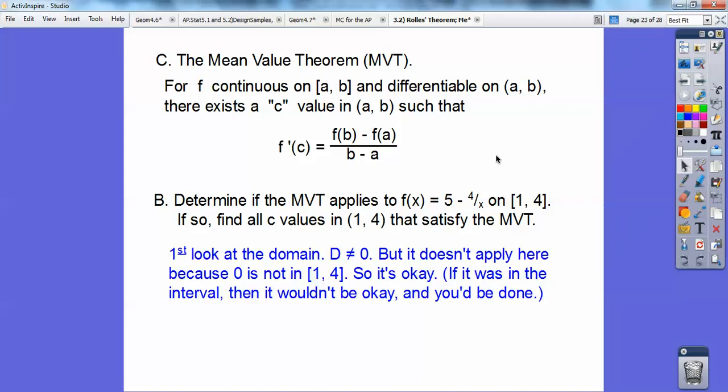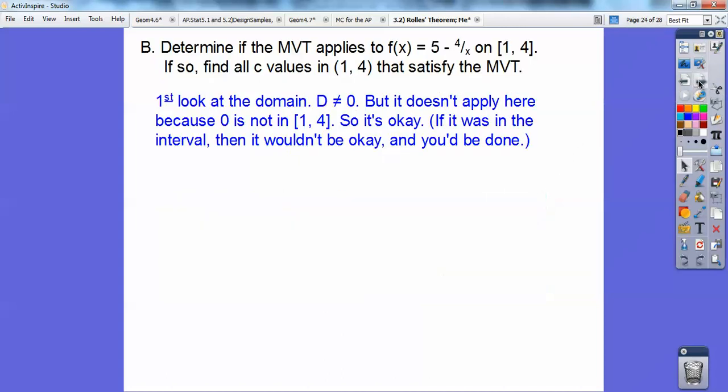So first look at the domain, you guys. The domain at x can't be 0 because I can't get 0 in the denominator right there. But since 0 is not in this closed interval, then I'm okay. All right, so I can go ahead and continue, you guys. If it wasn't okay, say I went from 0, the closed interval 0, or -1 to 4, I'd be done, you guys. I'd say the mean value theorem does not apply in this case. But in this case it does, because 0 is not in that closed interval. Okay?